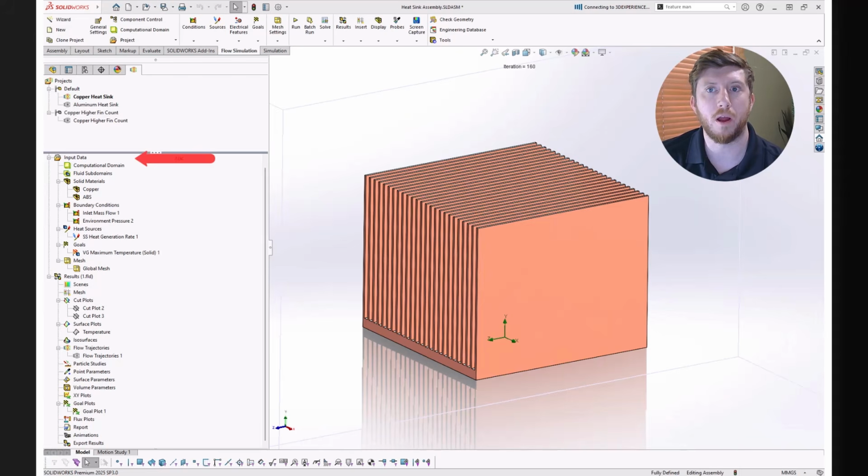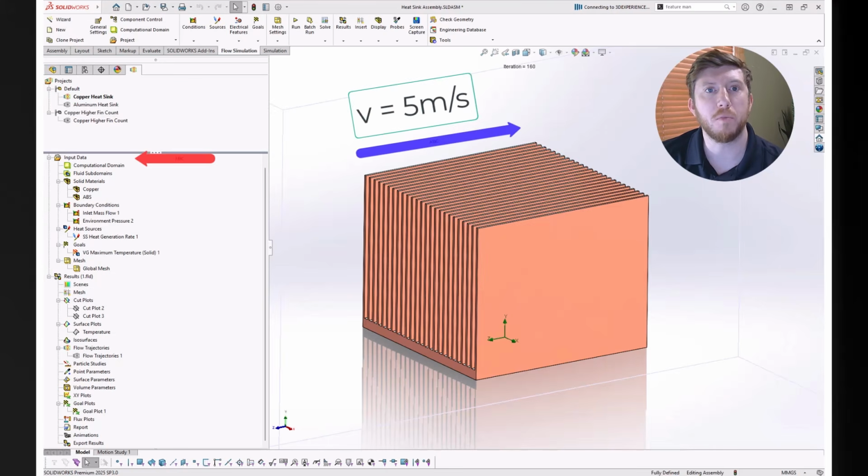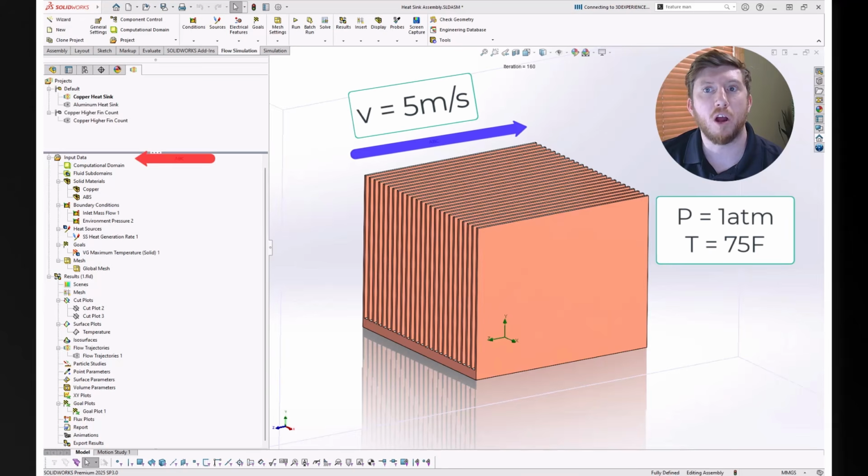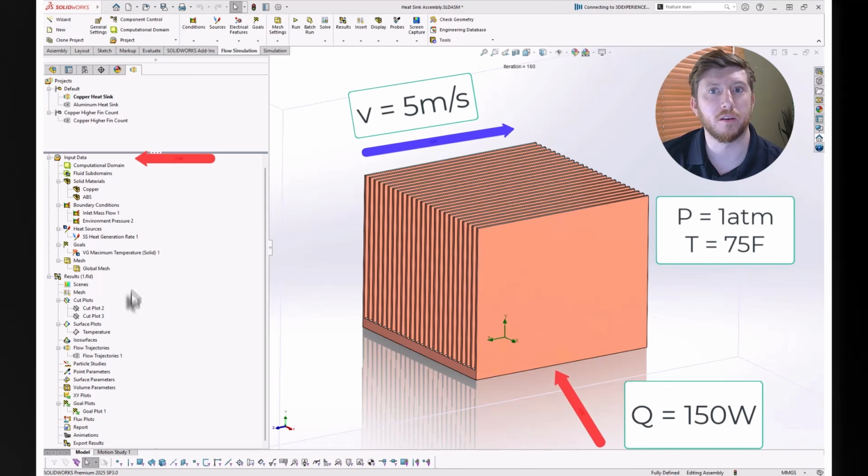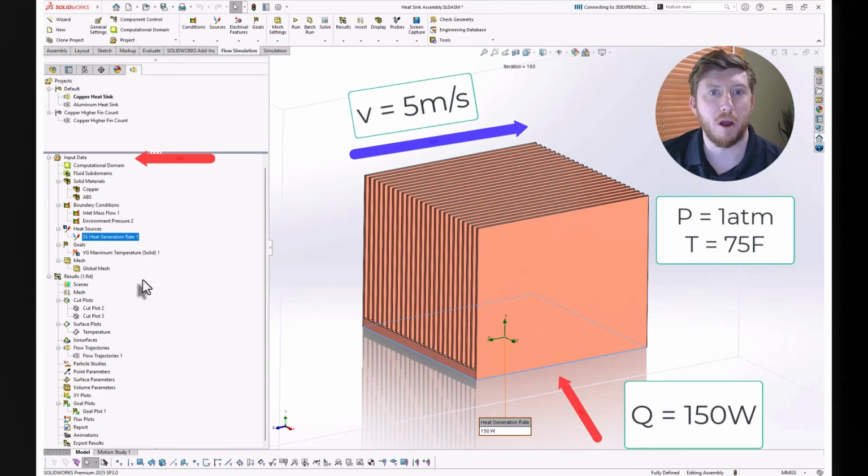This is where I define my materials, fluids, boundary conditions, heat sources, and goals for the simulation. In this case, I am blowing air across the heatsink at around 5 meters per second. I have my ambient conditions set to room temperature and atmospheric pressure. I also have defined a power source of 150 watts on the bottom of the heatsink. This will simulate a CPU transferring energy to the heatsink. My main goal for this experiment is to observe the temperature distribution throughout the solid.